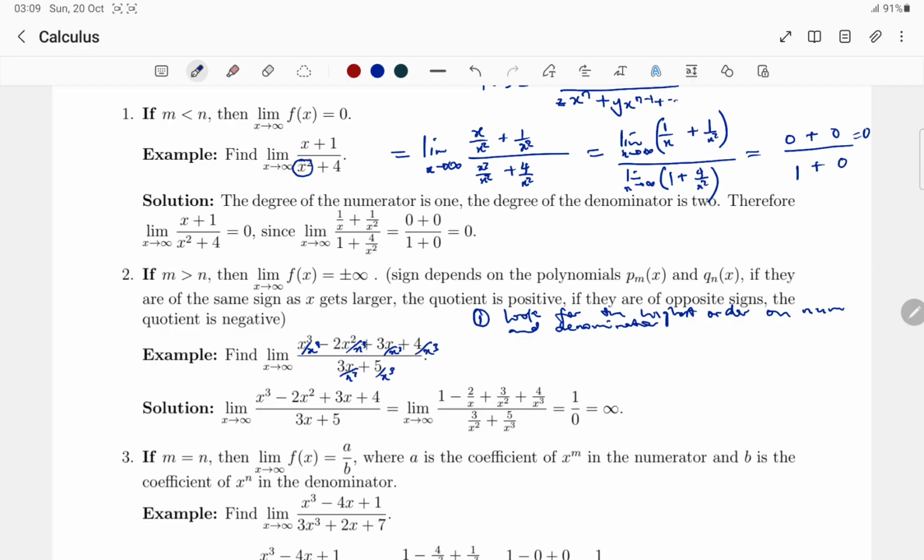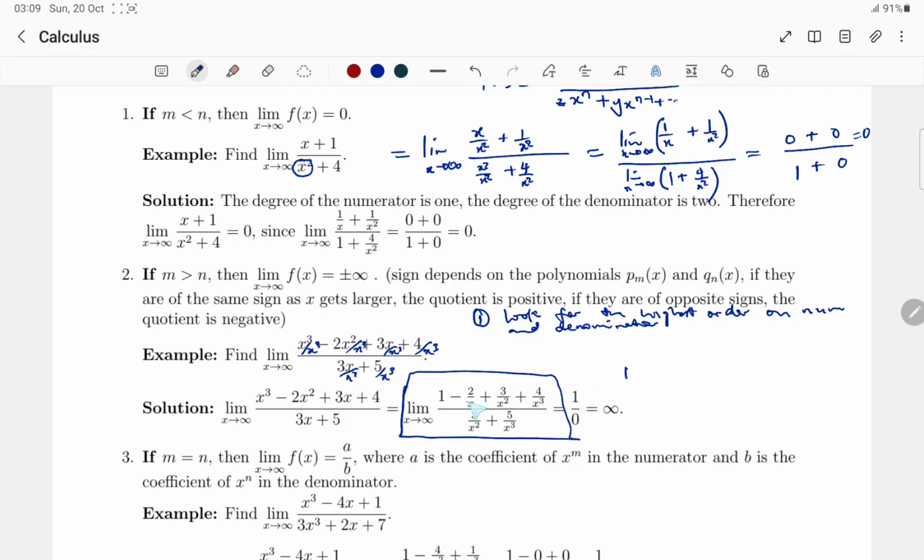So after division by x to the power of 3, you can actually see that we get 1 plus 2 over x plus 3 over x squared plus 4 over x to the power of 3 over 3 over x squared plus 5 over x to the power of 3, which is equal to 1 over 0. Because here, if we take our limit, we just get 1.